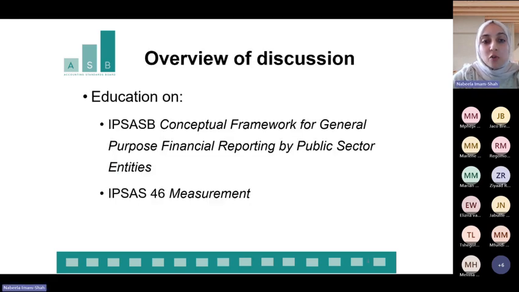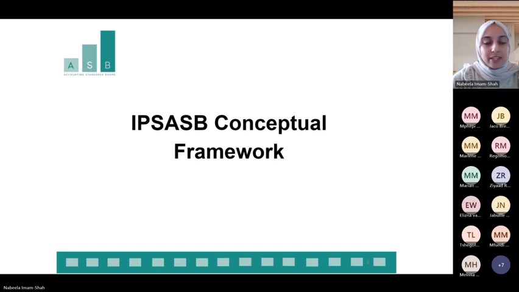Moving on then to the overview of today's discussion. We would look at, firstly, the IPSAS-B conceptual framework for general purpose financial reporting by public sector entities. Here we are going to look at the specific chapter that deals with measurement of assets and liabilities. We will then look at the principles in IPSAS 46 measurement. Okay, starting off with the IPSAS-B conceptual framework.